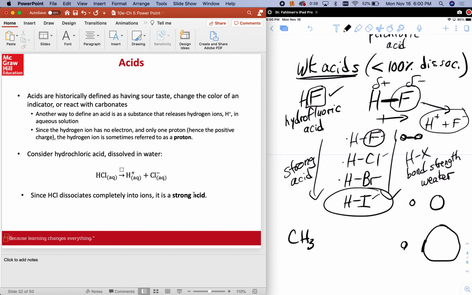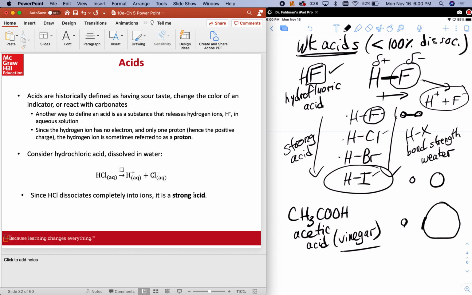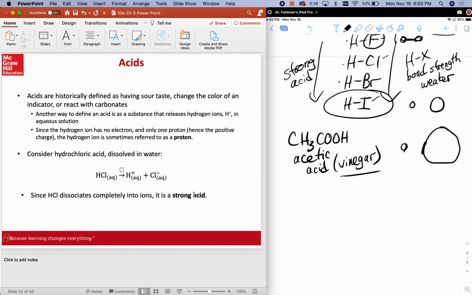So weak acids, HF is one. This is another common one: acetic acid, or in the kitchen we know this as vinegar. Also a weak acid, which means that where for HCl or any strong acid, we write it like this, just an arrow, for any of these weak acids, we would write it as this.